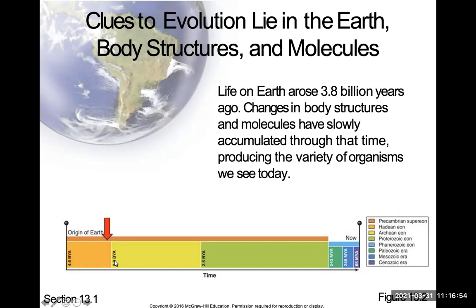And around 3.8 billion years ago is when we were able to date back the first cell. So they can use carbon dating for that. We'll talk a little bit about that in this chapter. So they were able to date back to this time. That's when the first cell came around. So that's life on Earth arose about 3.8 billion. This is an important number. I want you to know this.